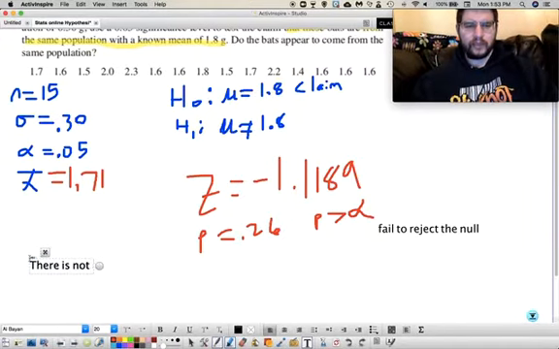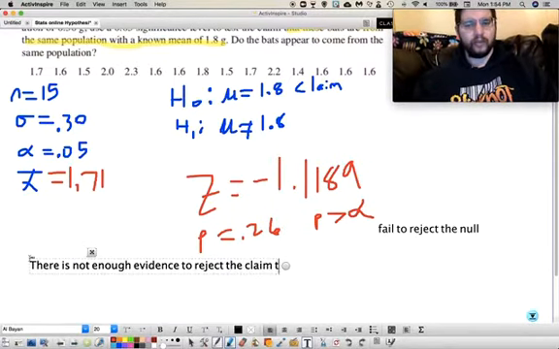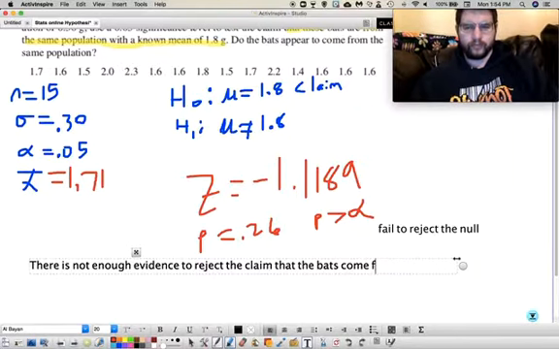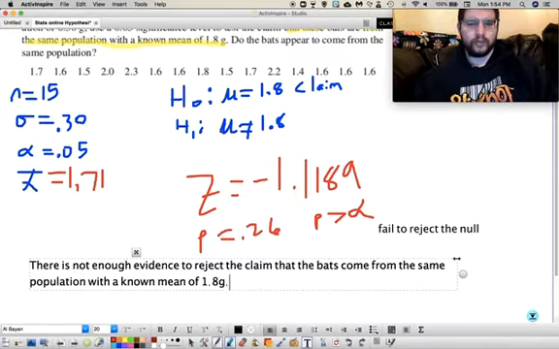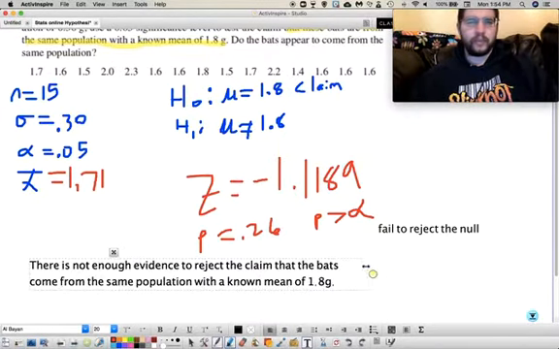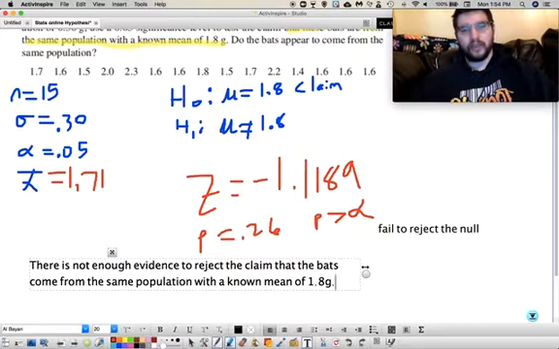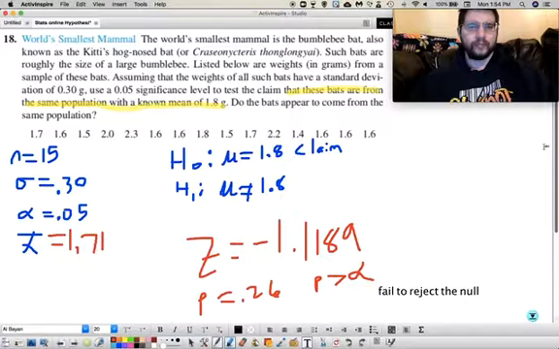So there is not enough evidence to reject the claim that the stats come from the same population with a known mean of 1.8 grams. Does it appear they're from the same population? Sure, can't say they're not. That's what our hypothesis said.